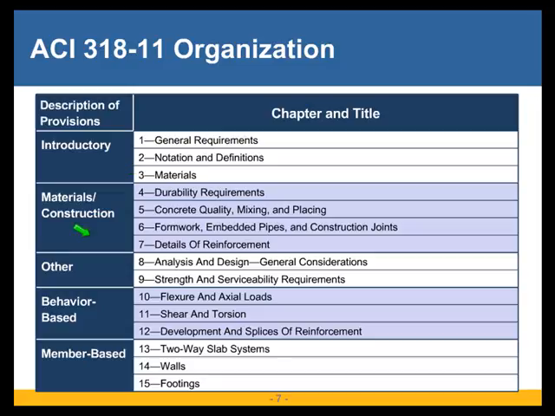The next 4 chapters have to do with materials or construction: durability requirements, concrete quality, mixing, placing, formwork, details of reinforcement, a very important chapter on non-seismic detailing of concrete structures. Now that tells you that materials and construction related provisions preceded design chapters. The first design chapter was Chapter 8, analysis and design. Then there was a chapter on strength and serviceability requirements.